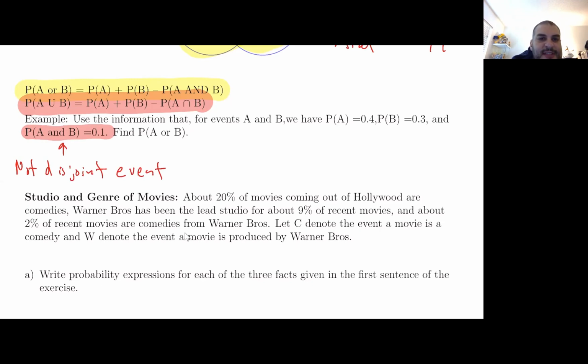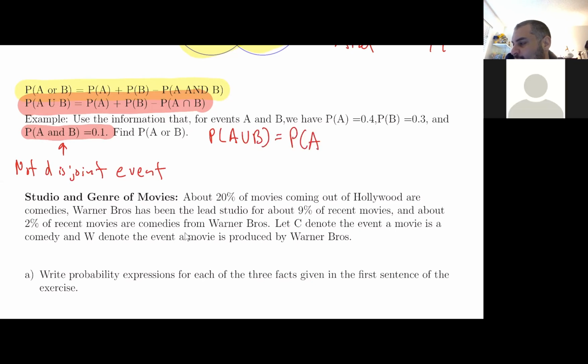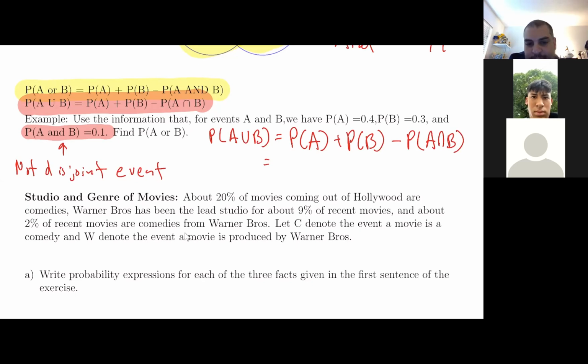If you look at the problem, it says find the probability of A or B. So if we want to find the probability of A or B, we want to take the probability of A added to the probability of B, and subtract the probability of A and B. Okay, so for this one, what does it tell us the probability of A is equal to?